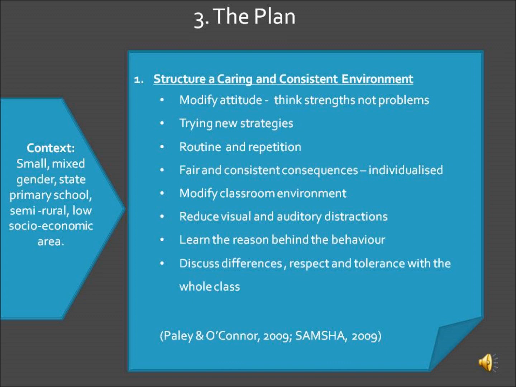Paley and O'Connor mention individual consequences for these students. So these consequences will be explicit. So if you do this, then this will happen. And it also have one consequence for each rule, but have a different one for another rule, and being very consistent. The plan would also include modifying classroom environments, so reducing the visual and auditory distractions.